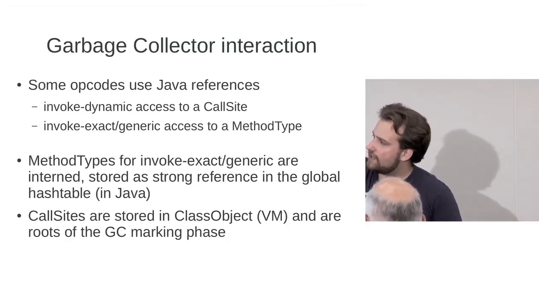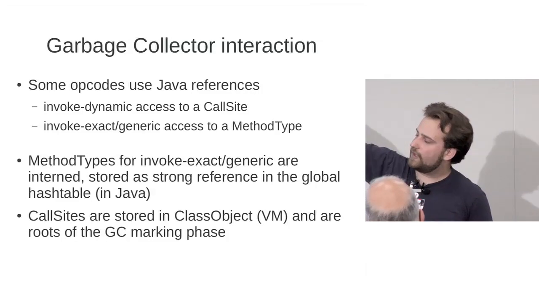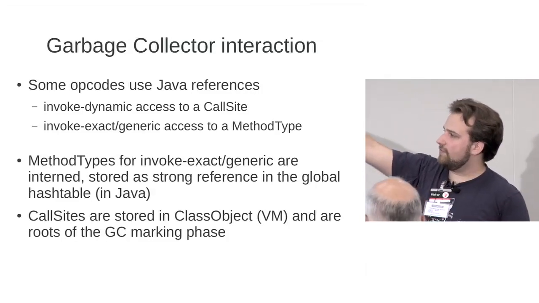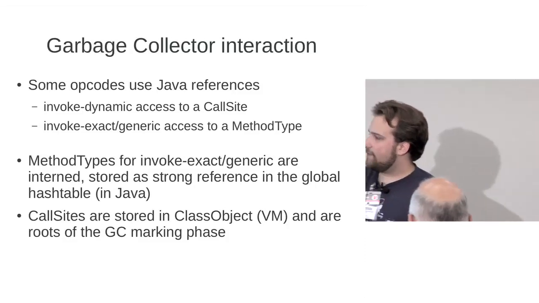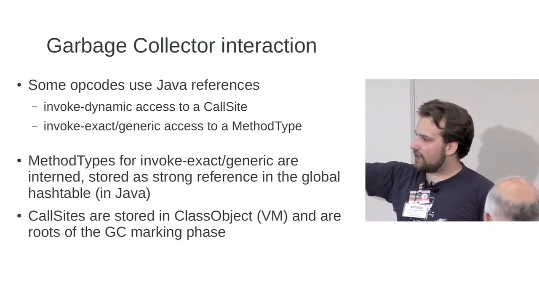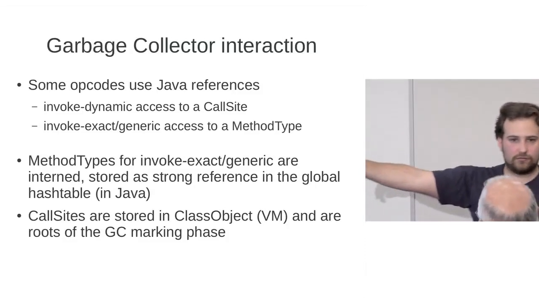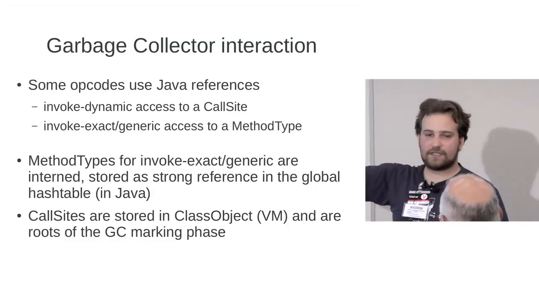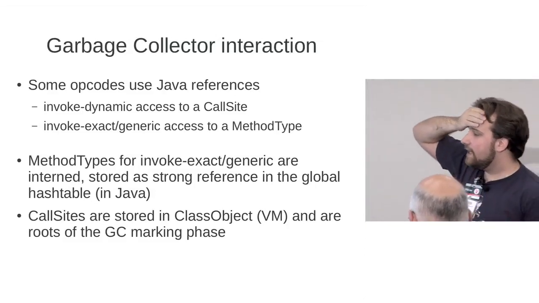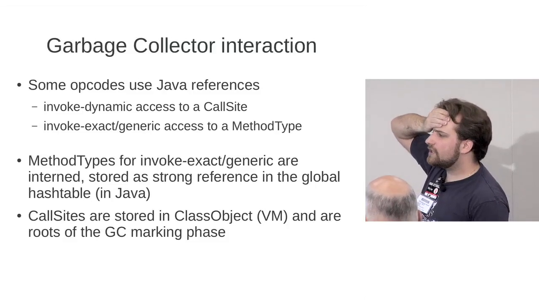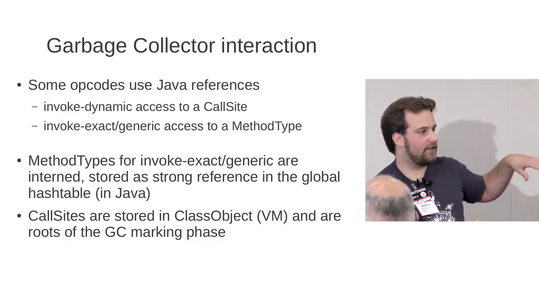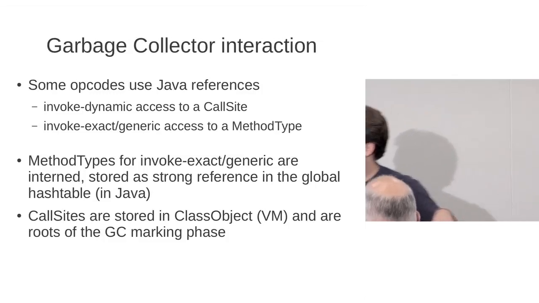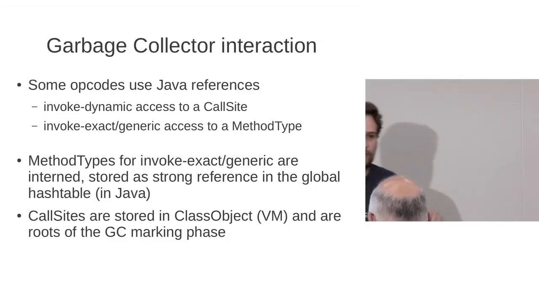We have a call site and method type used by InvokeDynamic, Invoke Exact, and InvokeGeneric. So the method types are interned and stored in Java, but just for Invoke Exact and InvokeGeneric. And call sites are stored in a class object on the VM and are roots for the GC.